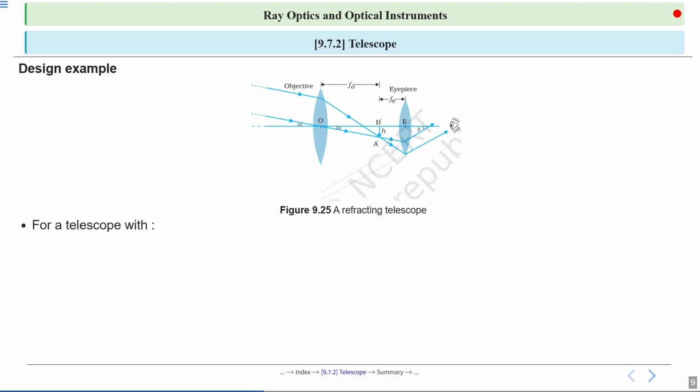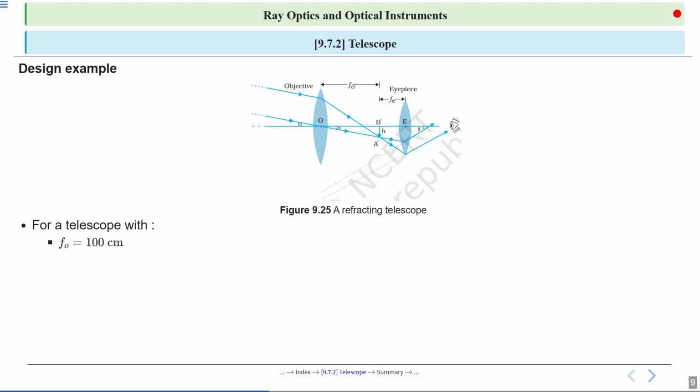Let's consider the specifications of a telescope. We have a telescope with two key focal lengths: the objective lens focal length denoted as f0 and the eyepiece focal length denoted as fe. These values are essential for calculating the telescope's magnifying power.